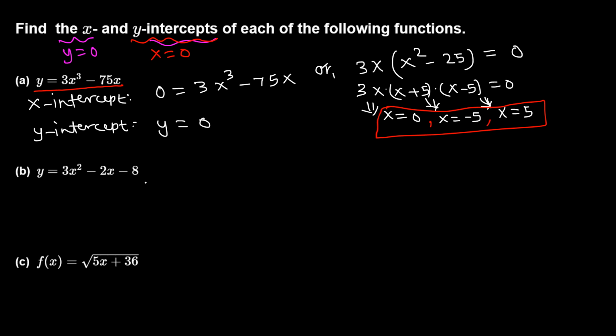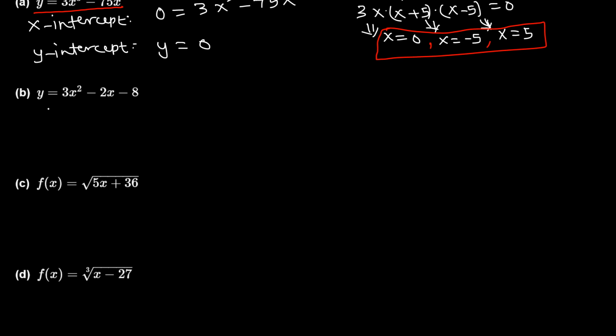Okay, let's do the same thing for part B. So we got y equals this. Let's find the y intercept first, which is easy. To find the y intercept, we set x equals 0. So y equals 3 times 0 squared minus 0 minus 8, so negative 8. So the y intercept is negative 8.